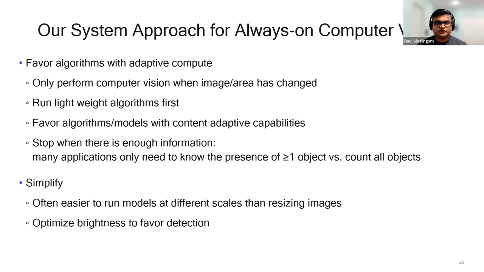Also, you can stop the algorithm when there is enough information, right? In certain applications, you don't need to count every single person in the scene, but you need to know whether there is at least one person in the scene or the scene is empty. So you can save a lot of power in those applications by doing this adaptive compute, bypassing or interrupting the algorithm process when at least one object has been detected.